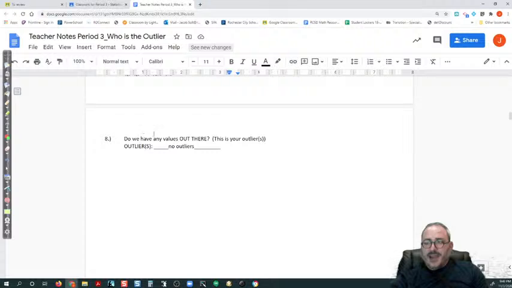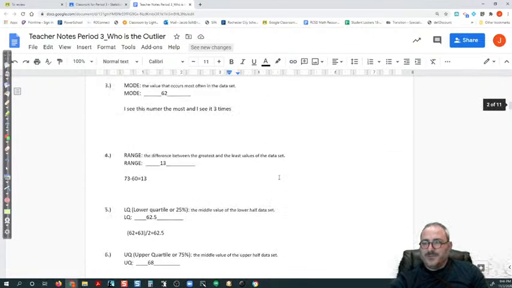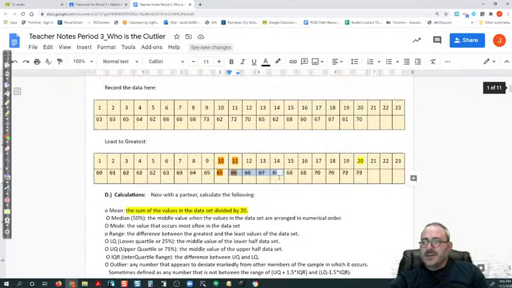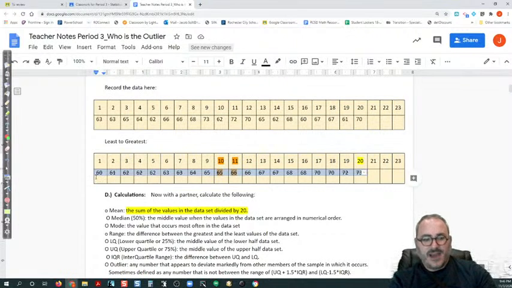And this question number 8, do we have any values out there? Or do we have any outliers? No, in this case, we don't have any outliers. What would an outlier look like if we had one? Well, an outlier, if we had one, would look like a number like, say, 45 or 40 in this data set.